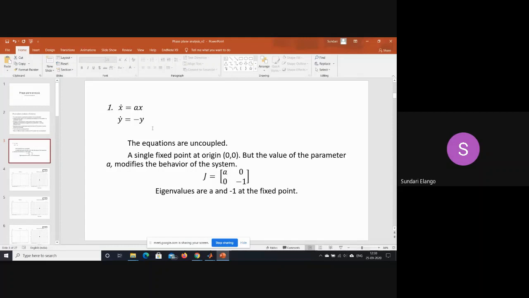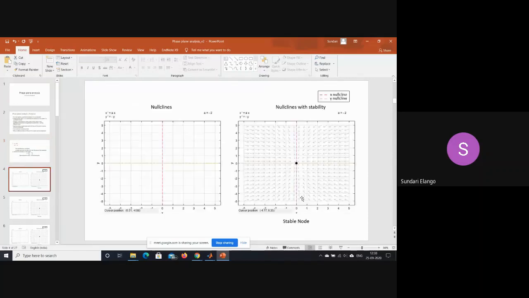As you can see, these two equations are uncoupled, and the nullclines here are: for the x nullcline, x is equal to 0, which is the y-axis, and the y nullcline is y equal to 0, which is the x-axis. So you have a single fixed point here, and it occurs at the origin. These are the two nullclines, and they intersect at the origin.